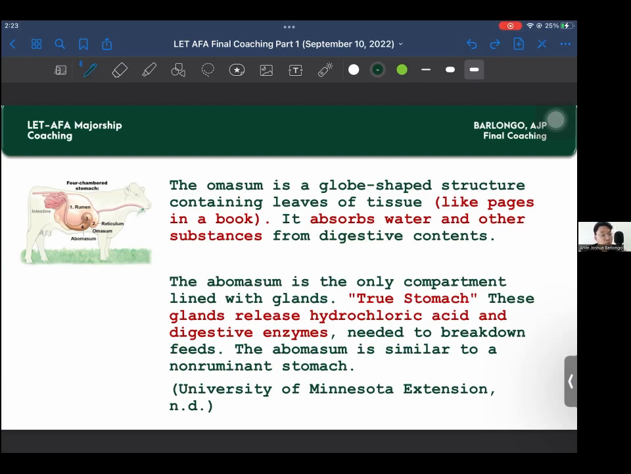And of course, we have the abomasum. Abomasum is the only compartment lined with glands. Ito na yung tinatawag na true stomach. This is similar to the stomach that we have as humans. Kasi dito nagre-release ng hydrochloric acid or HCl. Diba? May HCl sa stomach ng tao. And digestive enzymes para magamit na yung nutrients na kinakain ng ruminants. Needed to break down food. Abomasum is similar to a non-ruminant stomach, like the stomach that you and me have. Okay. So again, we have rumen, reticulum, omasum, and abomasum. All right.